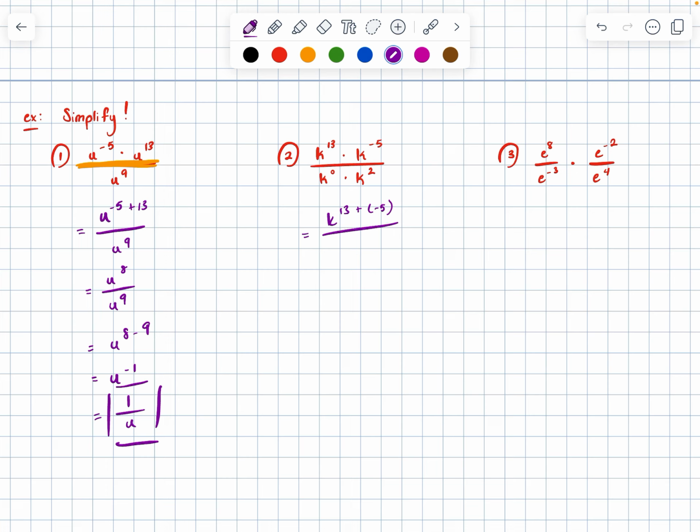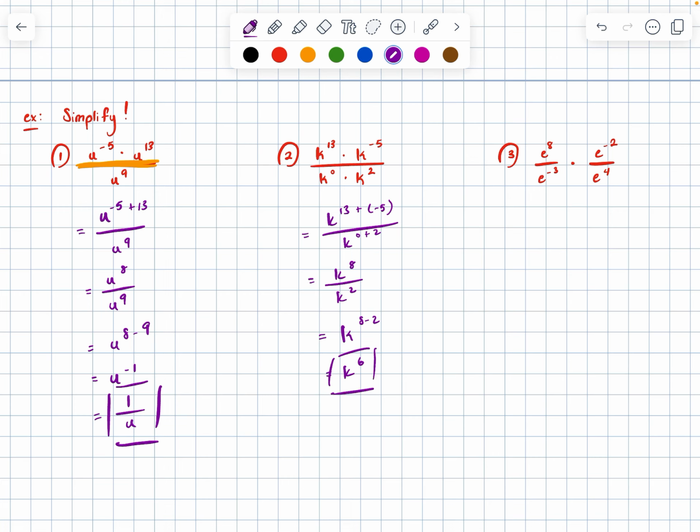And then k to the 0 times k to the 2nd, right? I'm going to add the 0 and the 2. In the numerator, we just saw, what an interesting coincidence, I actually did not plan that. 13 plus negative 5 is 8. k to the 0 plus 2, 0 plus 2 is 2. Now I've got division. When I divide two things with the same base, their exponents subtract. So this becomes k to the power of 8 minus 2, which is k to the 6th.